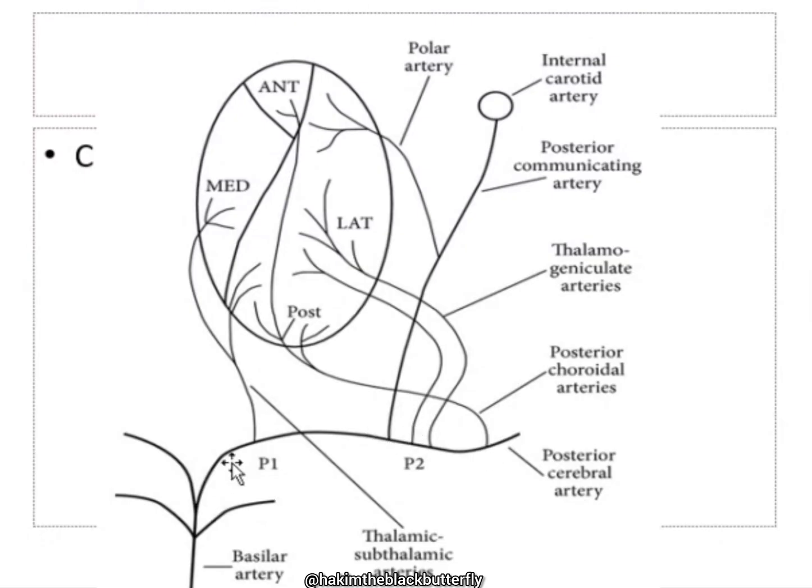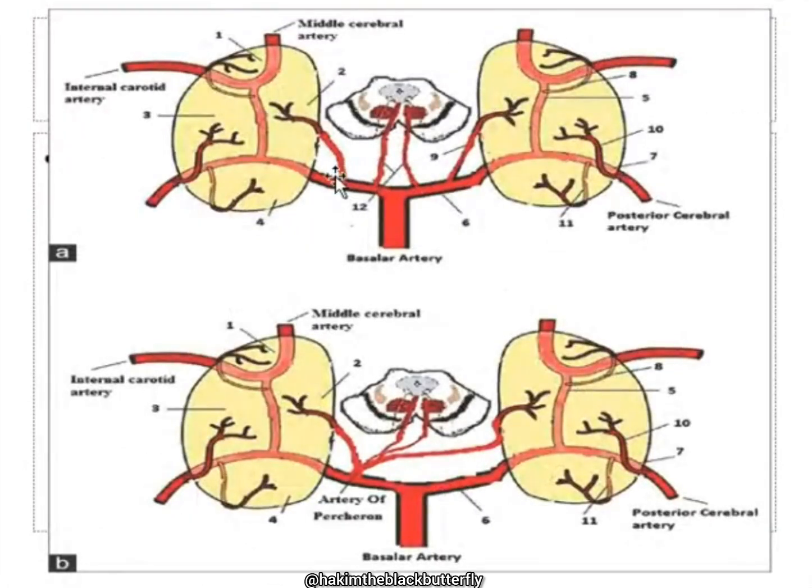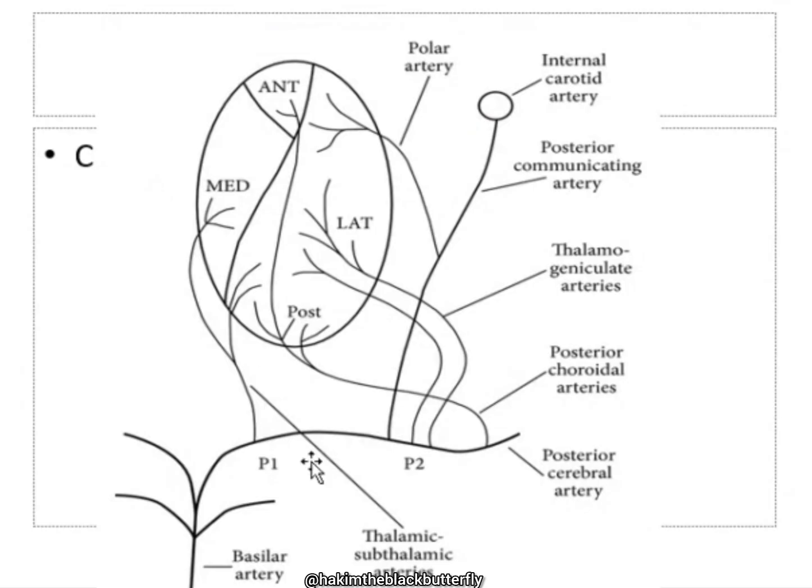The posterior cerebral artery has part 1 and part 2. When we go back here, this part before the posterior communicating joins the posterior cerebral, this part is part 1, and then this part beyond that point is part 2. And this is what we are showing you here. This is the posterior communicating, a branch of the internal carotid, coming to meet the posterior cerebral. So this is part 1, and this is part 2.